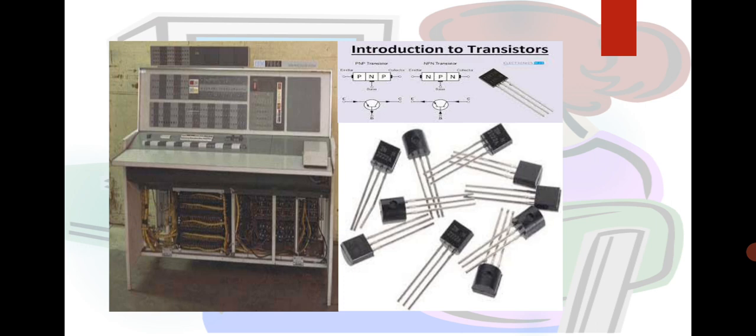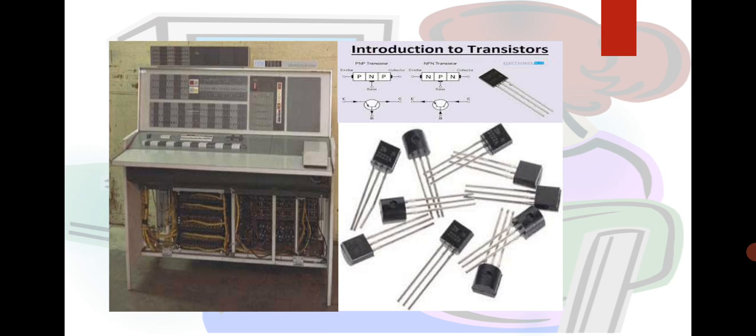Children, in the left side, this is the image of second generation computer after invention of transistor. And in the right side, this instrument is said to be the transistor. All the transistors are showing 3 pins. This is the image which is said to be the transistor.